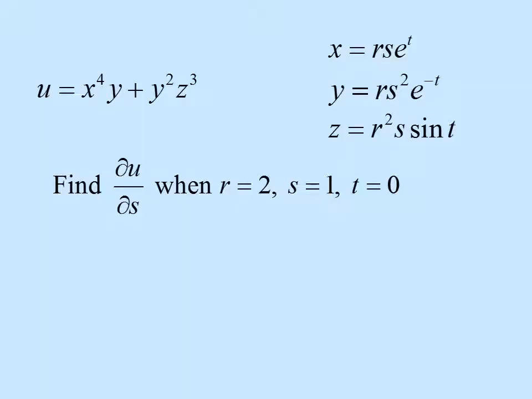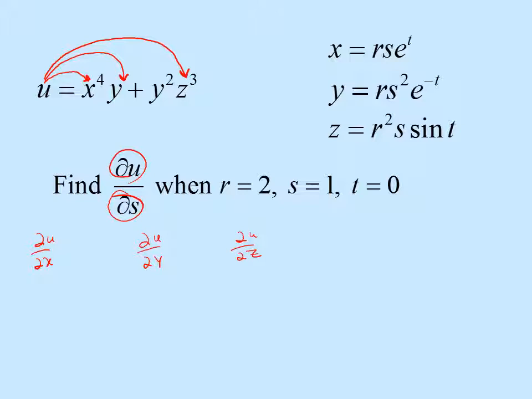Alright, so let's try this without the tree diagram. We're trying to get from u to s. We can go from u to x, so the partial of u with respect to x. We can go from u to y, that would be the partial of u with respect to y. And we can go from u to z, that would be the partial of u with respect to z. So let's find these. The partial with respect to x, in the first term here, that would be a 4x cubed y.